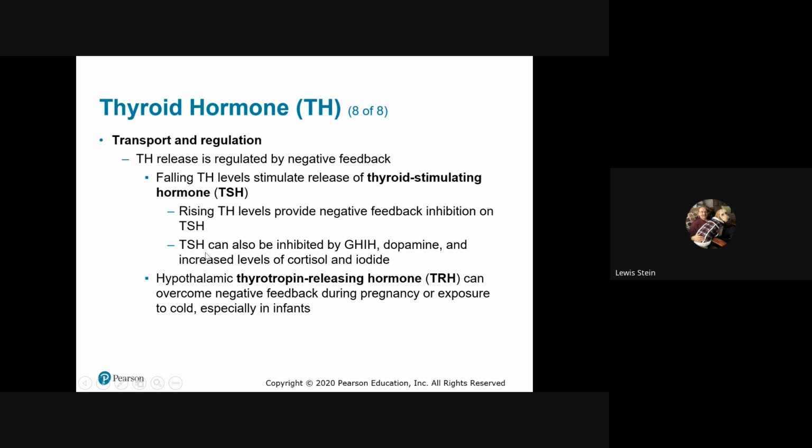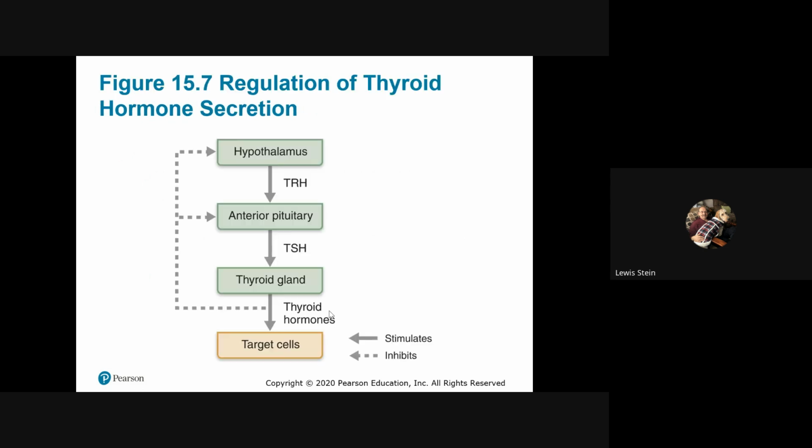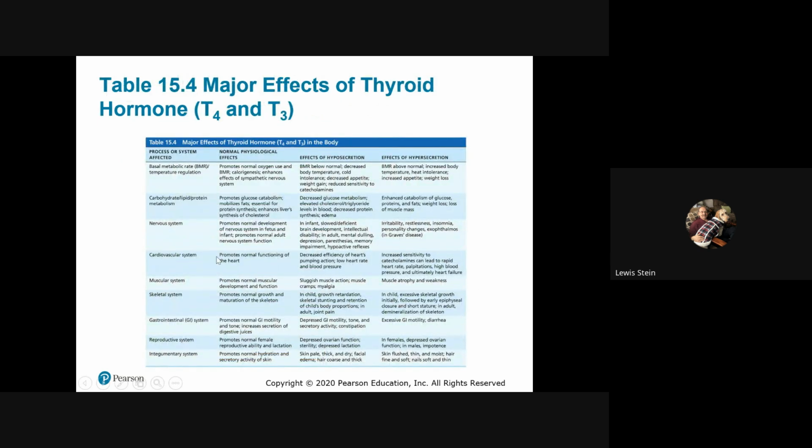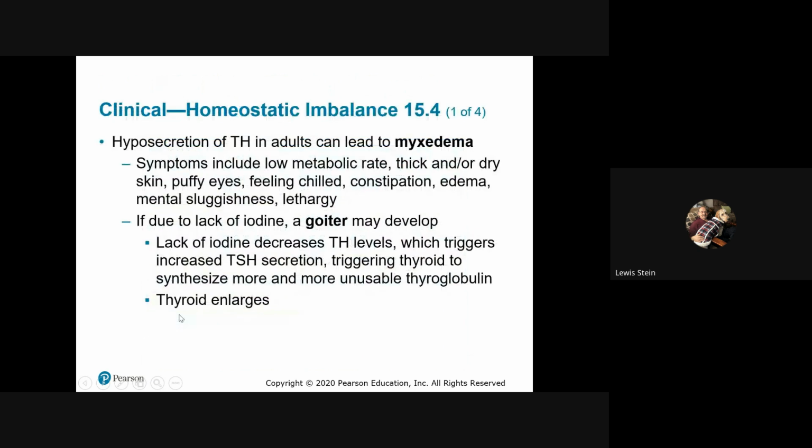So TSH, the stimulating hormone, again, as we talked about, growth hormone, inhibitory hormone. In the absence of that, growth hormone, dopamine, and increasing levels of cortisol and iodine, all those signal that we're not going to be utilizing it. As you can see, the negative feedback is overcome during pregnancy or certain other things in infants. So there are certain scenarios where it bypasses that mechanism.